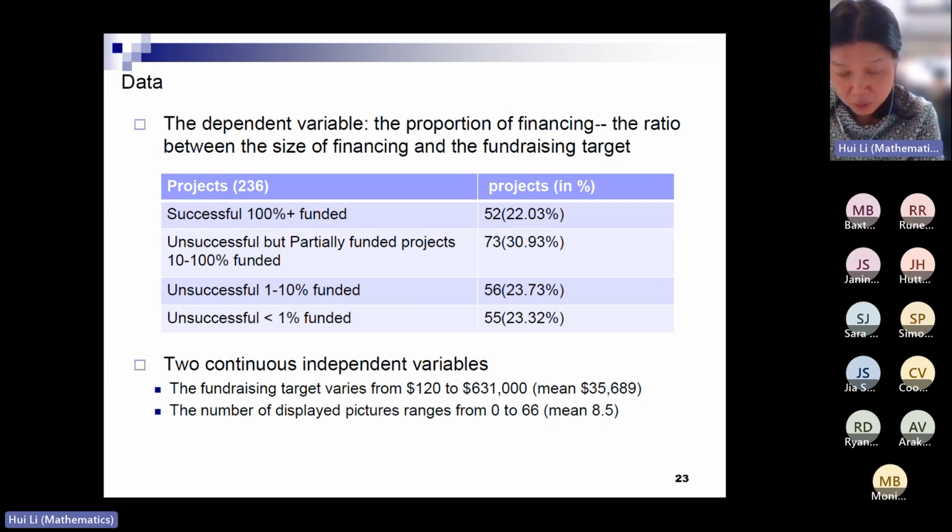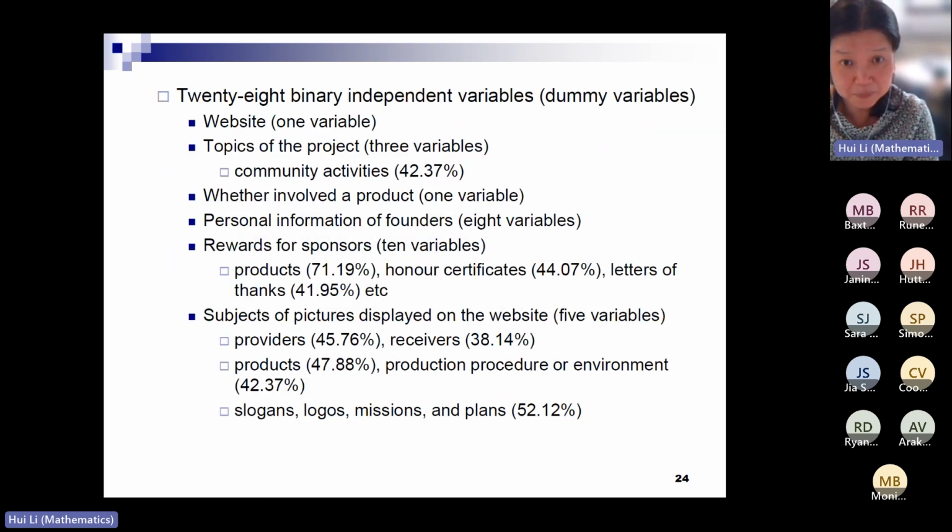In the model, we also consider two continuous independent variables, only two. The first one is fundraising target, which varies from $120 to $631,000, with an average of $35,689. We're also interested in the number of displayed pictures on the website for the project, which ranges from 0 to 66. On average, 6.5 pictures were posted in the project on the website.